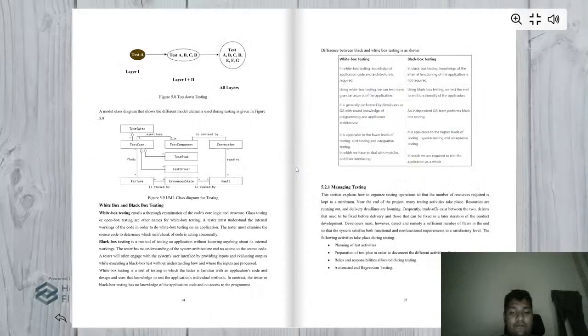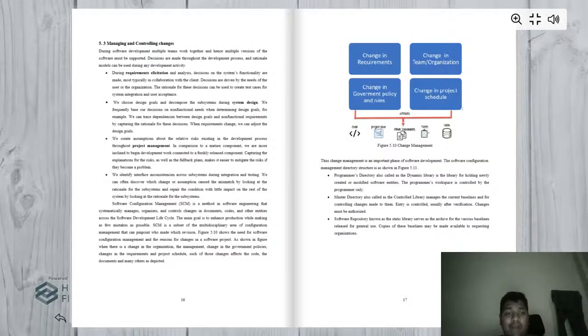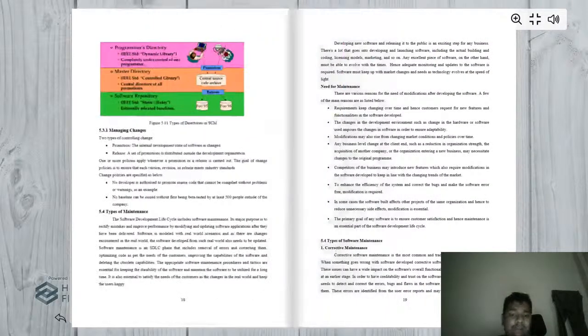Okay. Managing testing means we have to manage the test. Managing and controlling: we have to manage and we can control the testing. Okay, so types of maintenance. Maintenance means what?